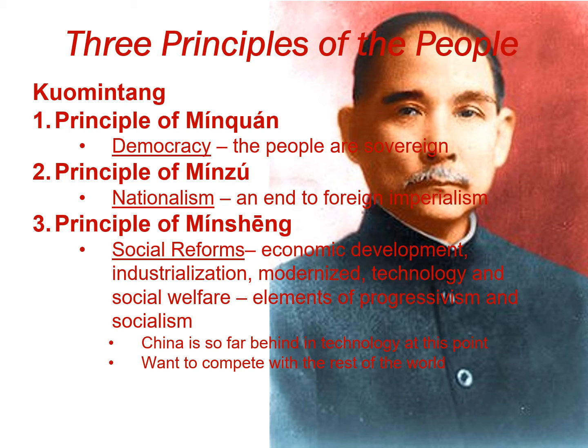Sun Yat-sen basically had three principles that he enshrined into the KMT, the Kuomintang. First was the principle of Minquan, which is the people have the sovereign power, i.e. democracy. The second principle is Minzu, nationalism, the ending of foreign imperialism in China, going back to those foreign influences, especially also the Opium Wars. And then third was the principle of Minsheng, which was a collection of various social reforms, which include economic development, industrialization, modernization, technology, social welfare. And this was all because China was very far behind in technology that the West now possessed. And he did this, and essentially these three principles collected together, so China could once again compete as an equal partner on the world stage.